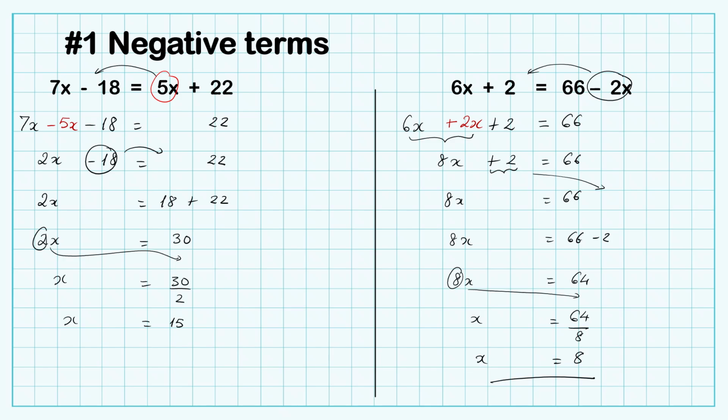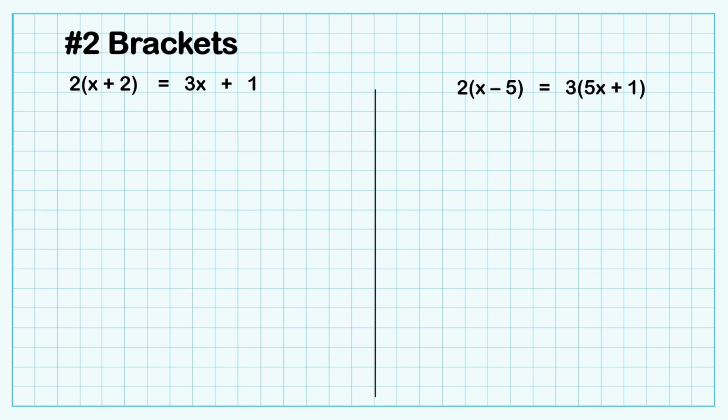On to another pair of examples. In that case, we got brackets. So with brackets, what we do is we expand brackets. And the way we do that is we do 2x, 2 times x is 2x, 2 times 2 is 4, and the rest are going to stay put. So we're going to write 3x plus 1.